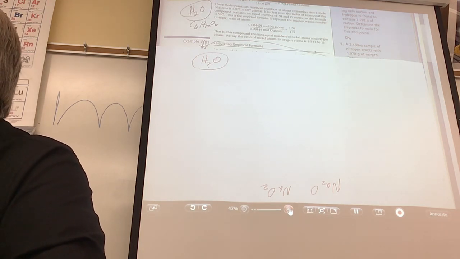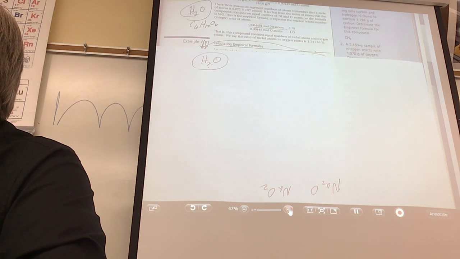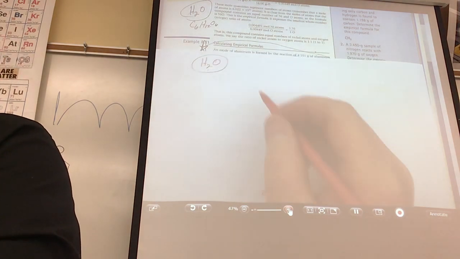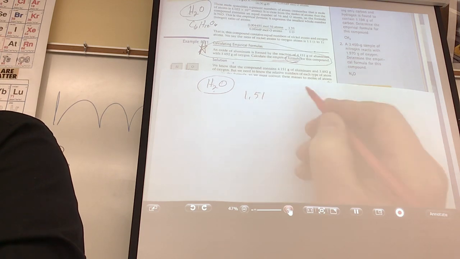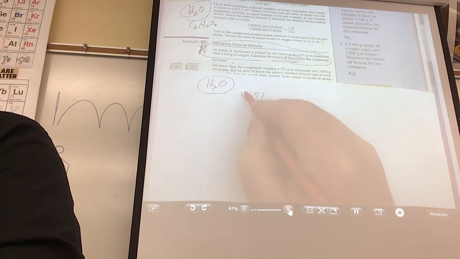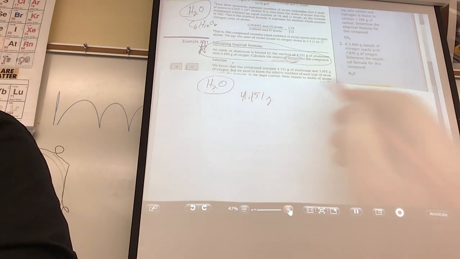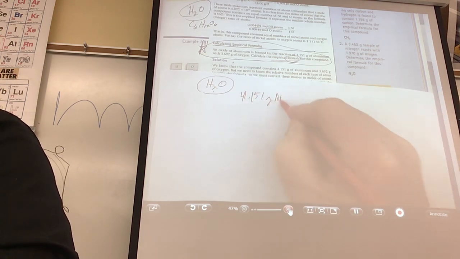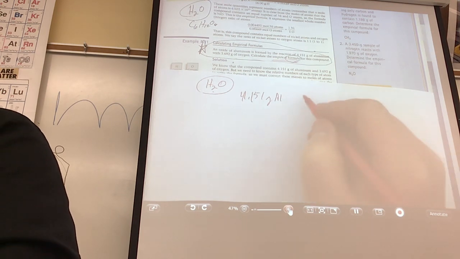If you're going to do any kind of formula, you have to get into the mole world. You have to. You get it? So let's try the problem again. What are they going to give me again? It says I have 4.151 grams of what? Aluminum. And then I have, let's see, what's the next one?